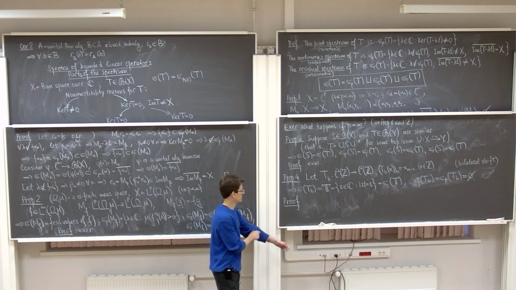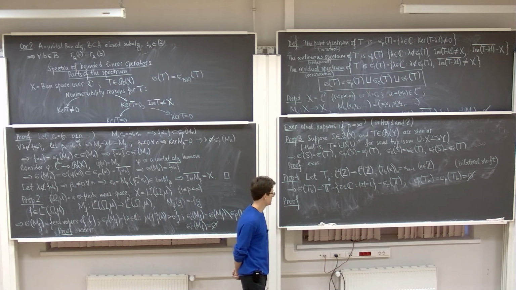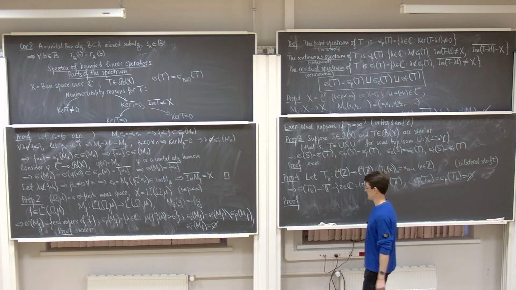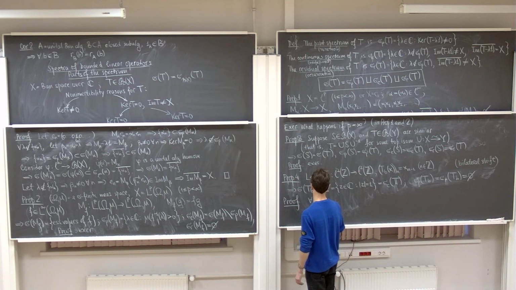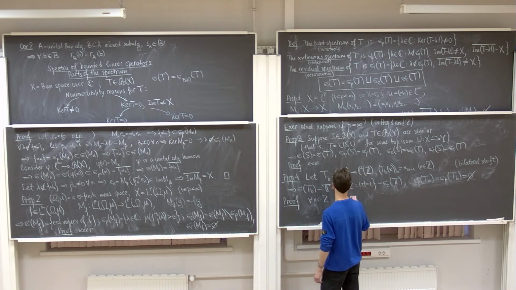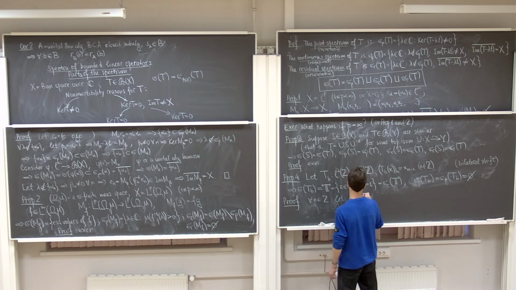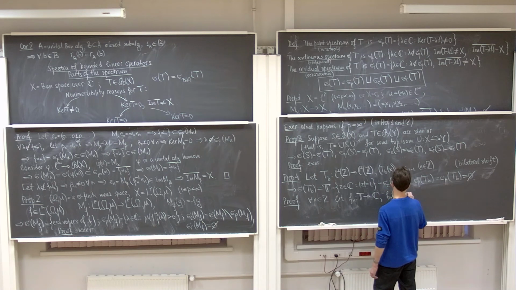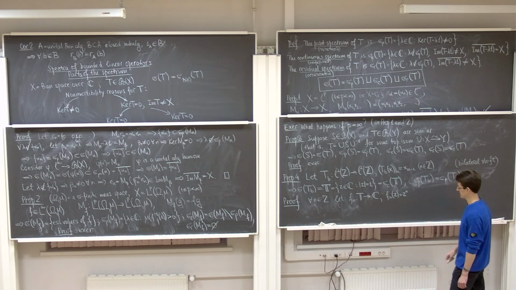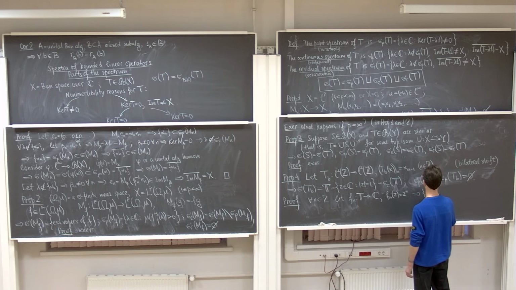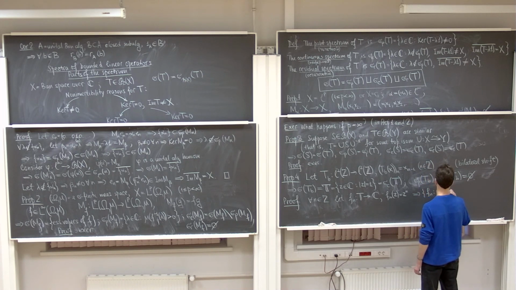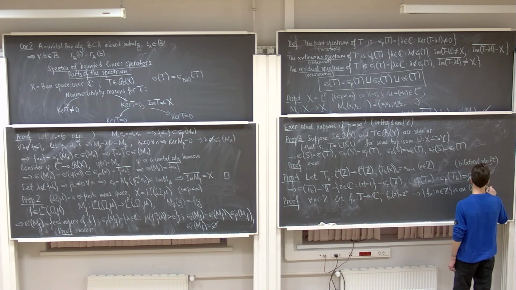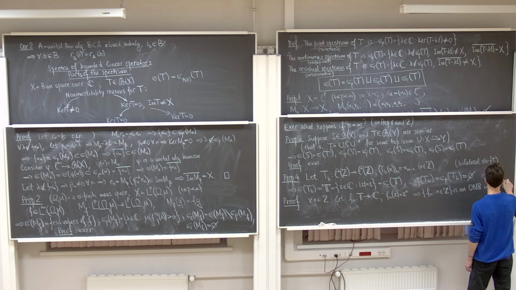To prove this result, let's identify the little l2 space on the integers with the big L2 space on the circle as follows. So for each integer n, we let little f_n denote the following function on the circle. So f_n of z is just z to the power n. And we know that the set of all such functions is an orthonormal basis in the big L2 space on the circle. This is the classical trigonometric basis.